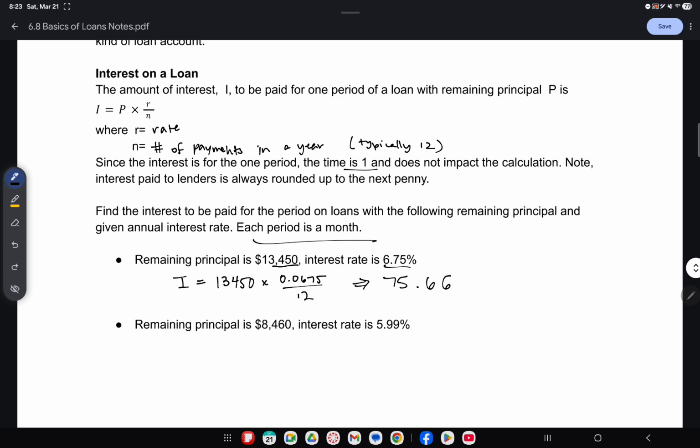All right, we're going to do it again for another situation. So the interest is 8,460 times 0.0599 over 12. Let's throw that in a calculator. And I get 42.23. Sorry.